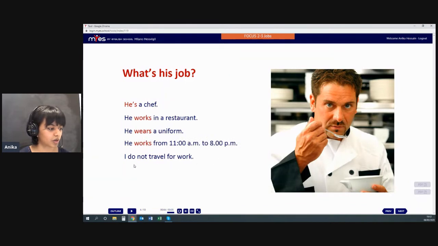I do not travel for work. Then the third person singular would be he doesn't travel for work. Okay. So do you travel for work? I definitely do not travel for work. I normally work from school. Although many of my friends have to travel for work to different cities or different countries. Right. Let me know about yourself. Okay.